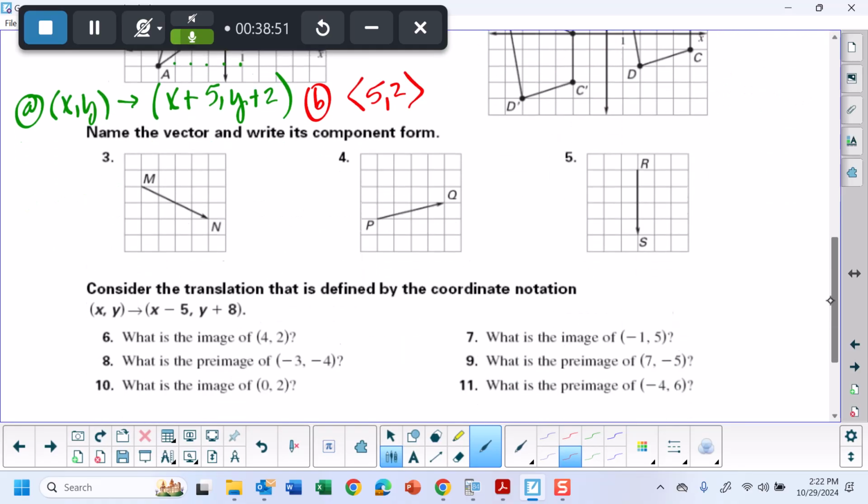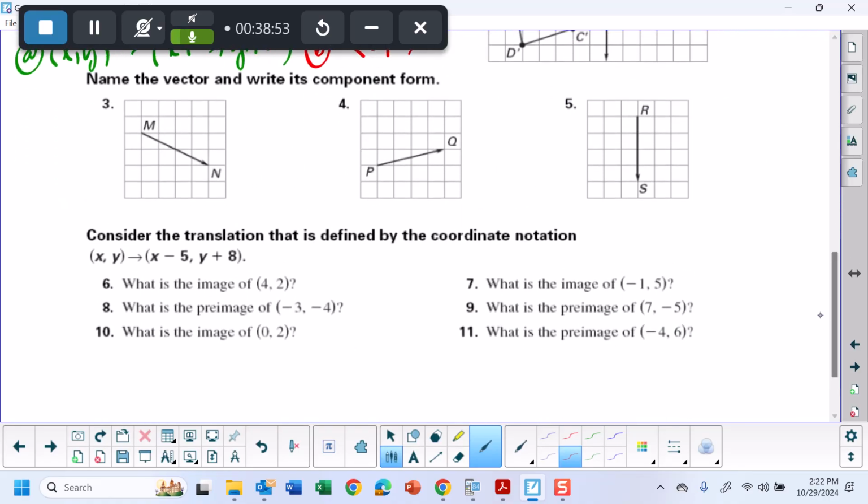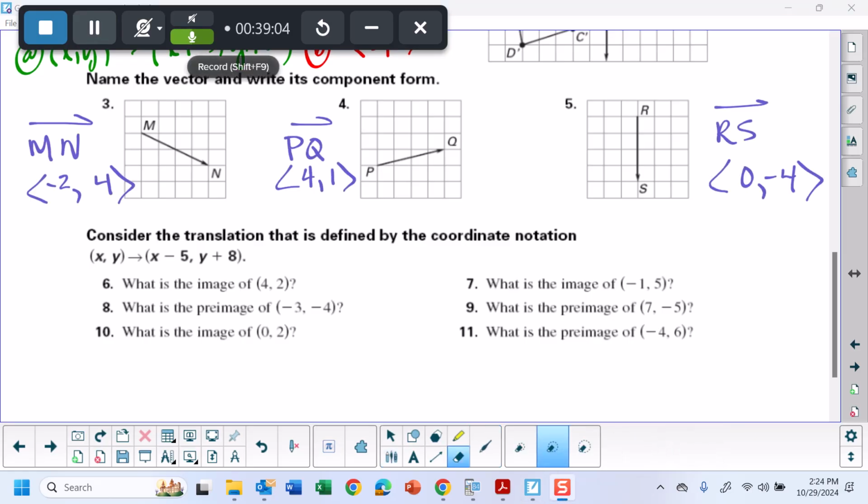Numbers 3, 4, and 5. I want you to write the vector, name it, and write its component form. Talk to your partner, go. So again, it's a really easy conversation for a kid that does their homework, that's paying attention, that memorizes or makes an effort to learn the notation. It's a super impossible thing for you to recall on your own. You have to pay attention to where the arrows are.